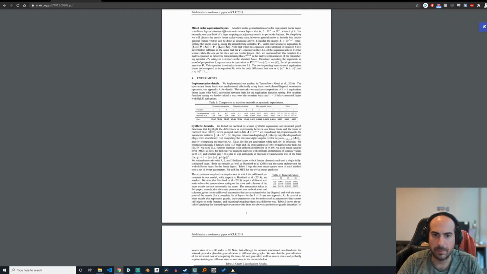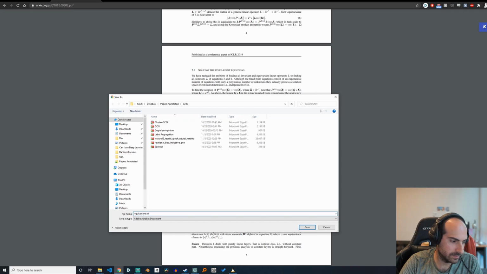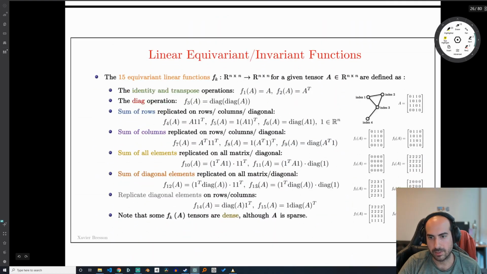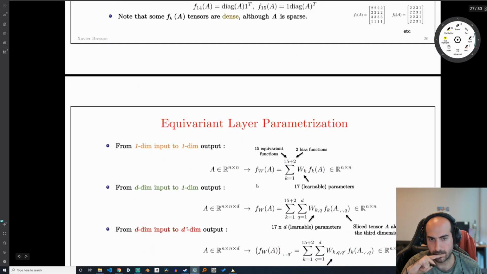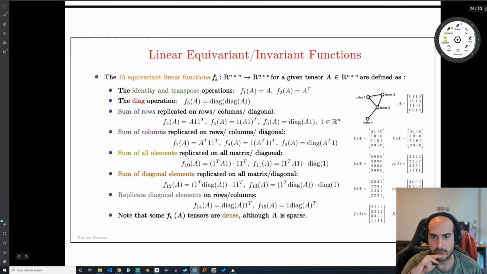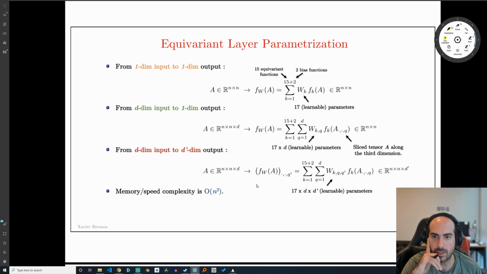Yeah, I figured this would be a theory paper. It's hardly any experiment. I think I need to read this. Equivariant, invariant. Maybe we can look at linear and invariant functions. Okay, so the 15 equivariant linear functions are defined as the identity and transpose, the diag operation, sum of rows, sum of columns. Okay, and so this is the linear equivariance, from a one dimensional input to a one dimensional output.